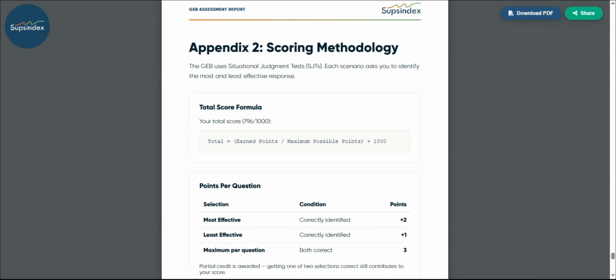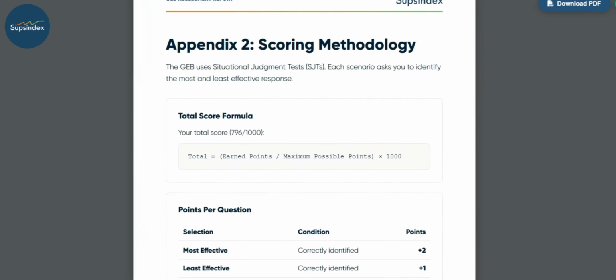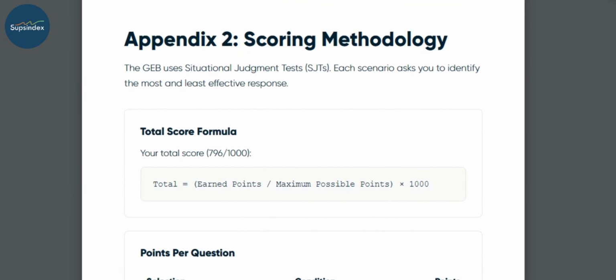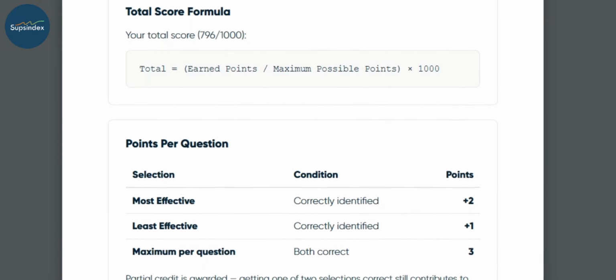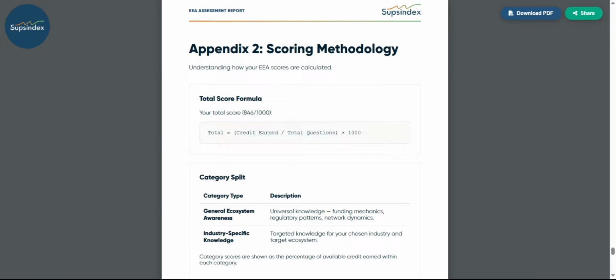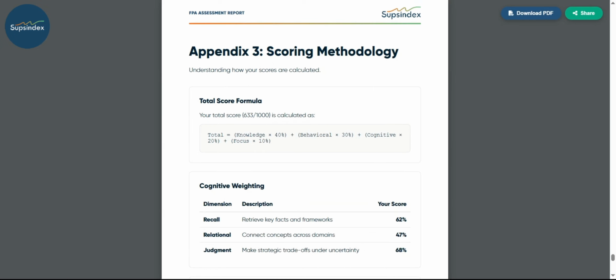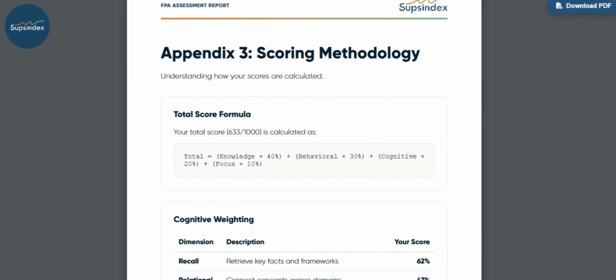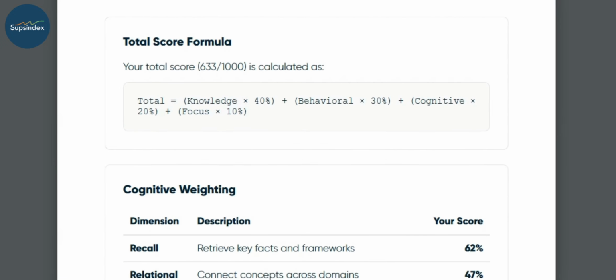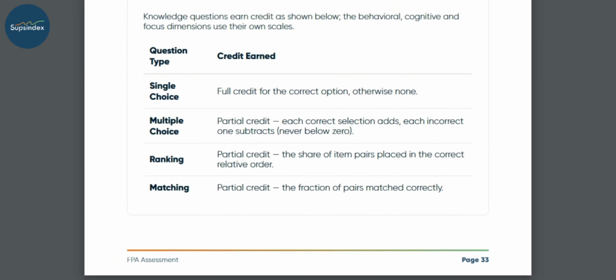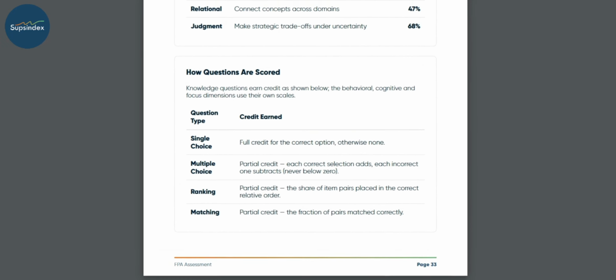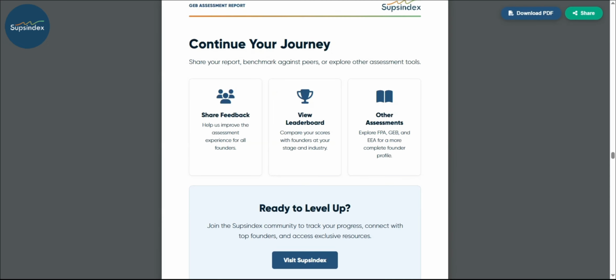Each report also explains how its scores are calculated. The methods differ because the modules measure different things. GEB scores situational decisions using most and least effective responses. EEA separates general and industry-specific ecosystem knowledge. FPA combines knowledge, behavior, cognition, and further focus using defined weights. The scoring formulas and partial credit rules are visible, so the result is not treated as a black box.